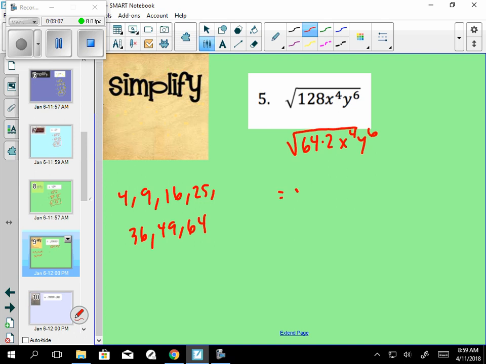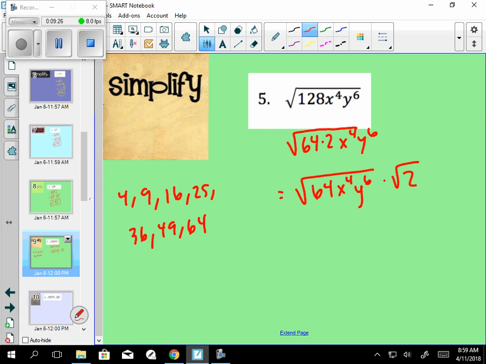Okay, so splitting it up, let's pull out all the stuff that we can take the perfect square of. 64 we can. That's going to come out nice. X to the 4th, that one we can simplify, and same with the y one. The one we can't is the 2. Square root of 2 doesn't come out to be a nice number.